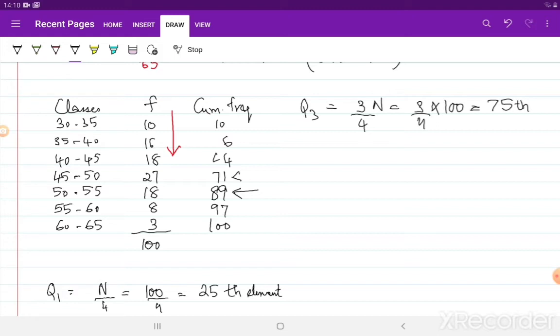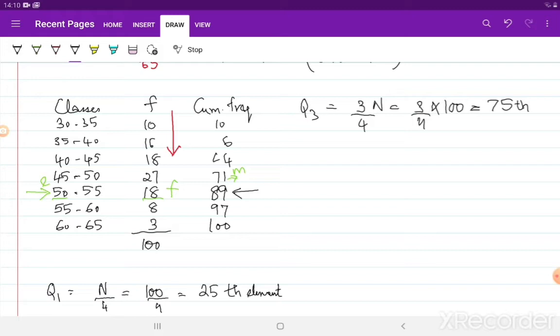Look for the number just greater than 75 in the cumulative frequency column. Okay, so 71 is less than 75, so that can't be your median class or your Q3 class. This is your Q3 class, 50 to 55. 50 is the lower limit of the Q3 class, that is L. The frequency of the Q3 class, F, is 18. M is the cumulative frequency till the Q3 class, that is 71 is your M.